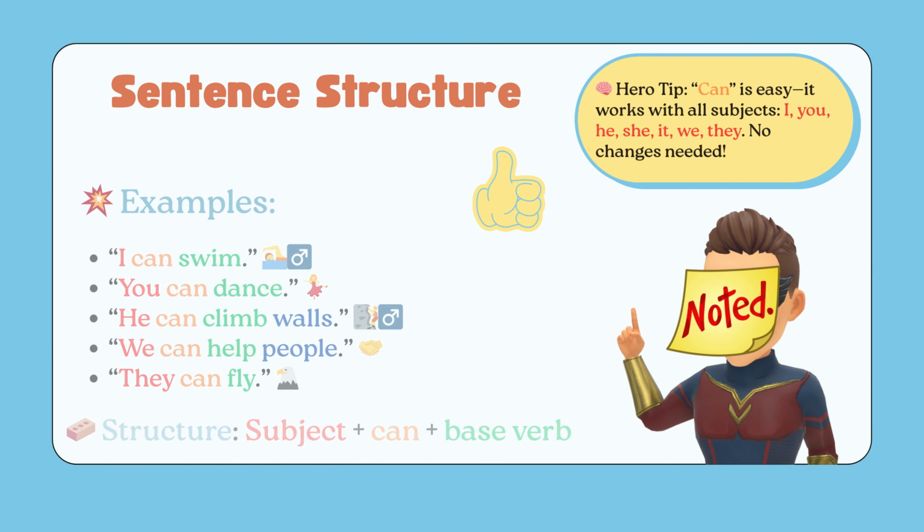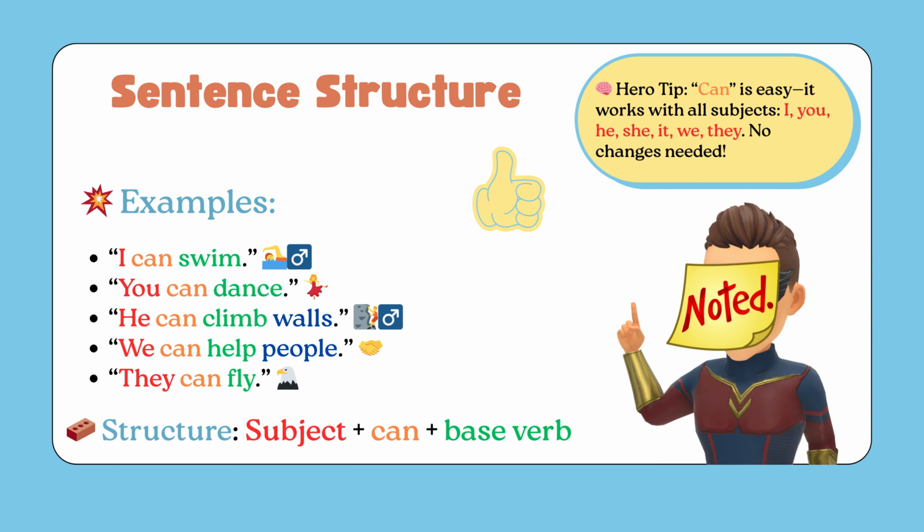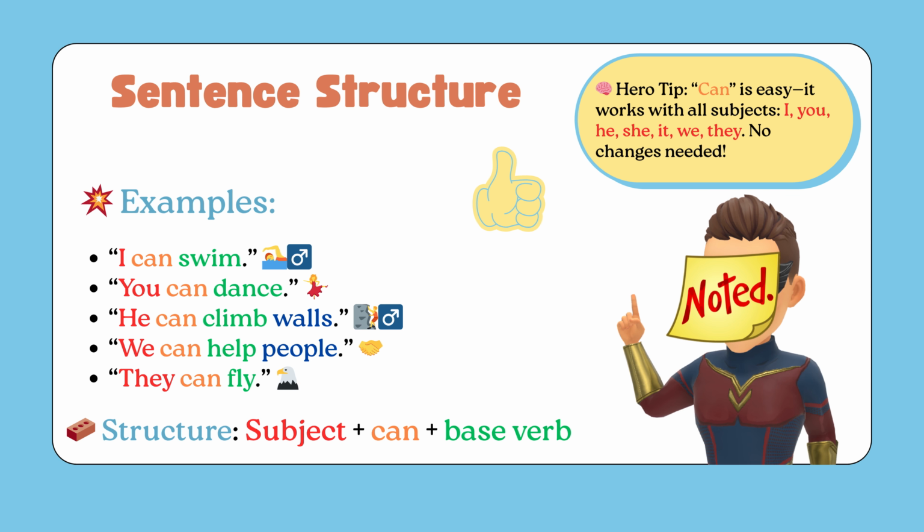Let's explore how to build sentences using the word can. The structure is simple. Subject plus can plus base verb. Like, I can swim, he can climb walls, or they can fly. The best part? Can never changes, no matter who the subject is. That makes it one of the easiest tools in your English Hero Kit. Take a moment to think, what can you do?